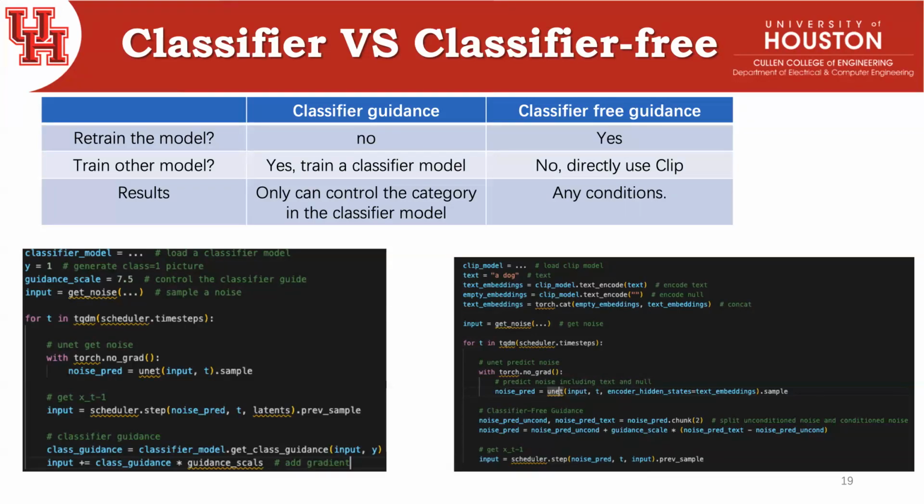Classifier guidance can only control the category in the classifier model. But classifier-free guidance can handle any conditions. You can input some text into the model, and you can generate anything. So nowadays, people always like to use classifier-free guidance.